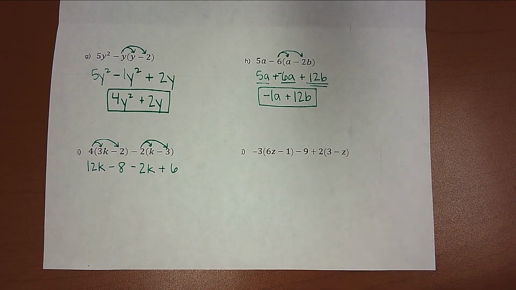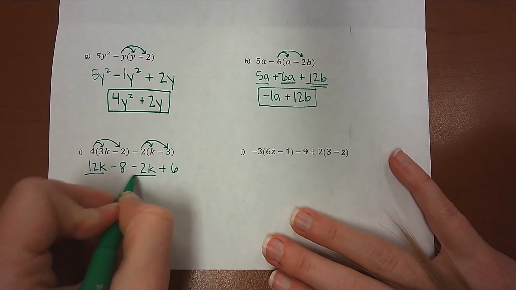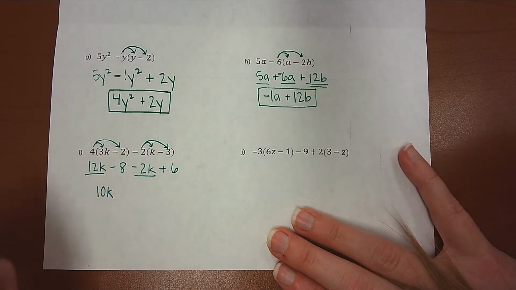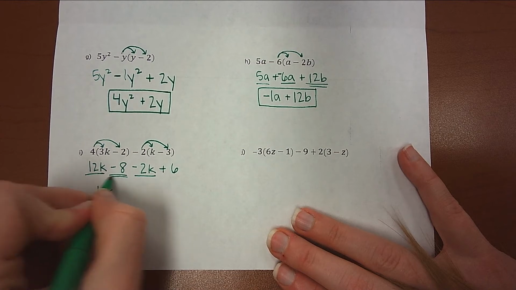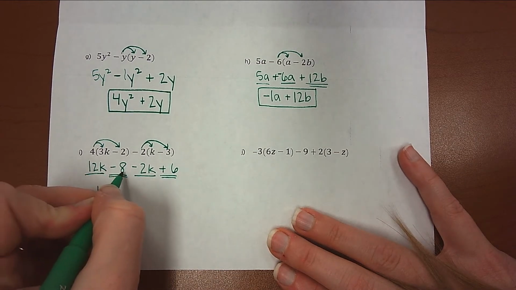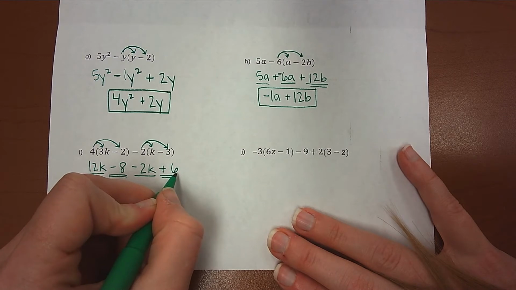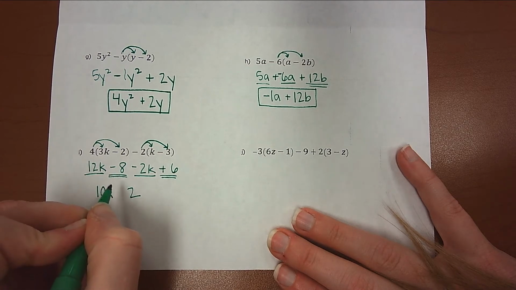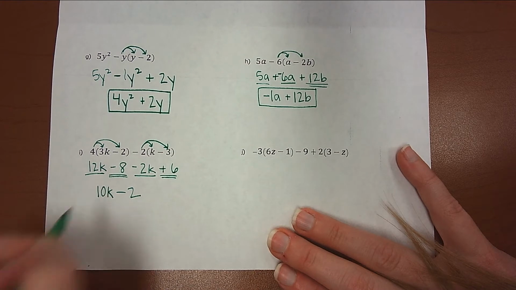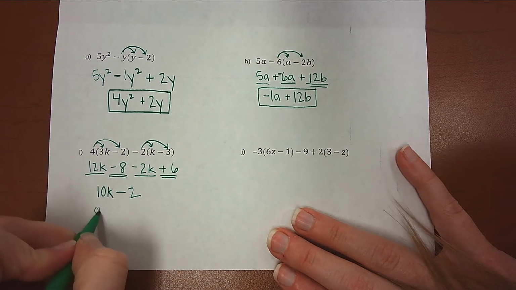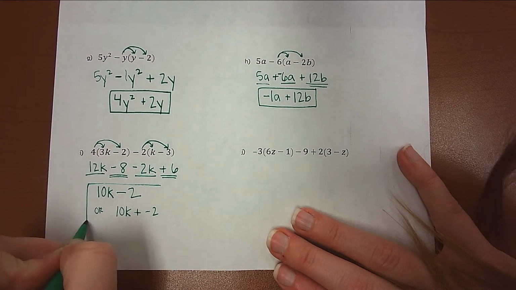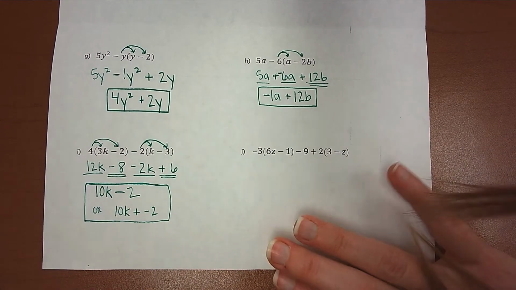Now I'm looking to combine like terms, so I've got 12k minus 2k. I know 12 minus 2 is 10k. And then next, for my constants, I have -8 and +6. So I've got -8 plus 6. I know that when signs are different, I subtract. So 8 minus 6 is 2. And I keep the sign of the number with the greater absolute value, which in this case is -8. So we can have 10k minus 2, or we could write this as 10k plus -2. I would accept either one as an answer since they both have the same value.